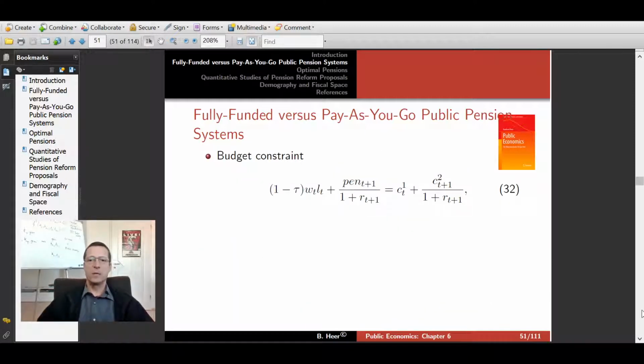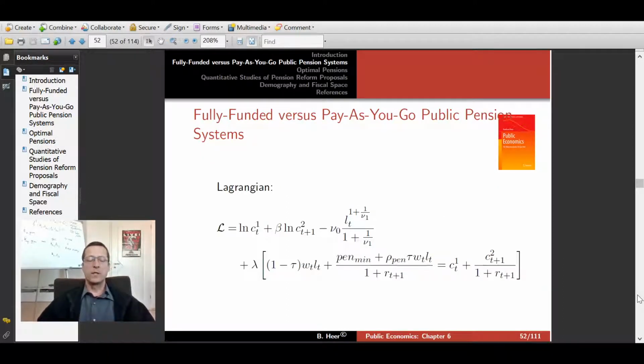Now let's see how the budget constraint changes. Here in the budget constraint, we have our net wage and our discounted income from pension in period t+1 is equal to lifetime expenditures on consumption, so discounted consumption in old age and present consumption.